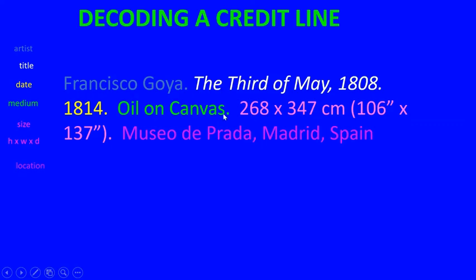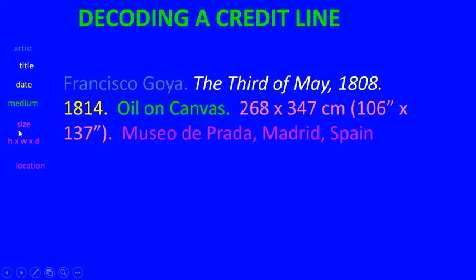And then it tells the size. And since we live here in America, we don't use the metric system like the rest of the world does. We use the imperial system. So it says 106 inches by 137 inches. And if you're aware of how big 106 inches is, I think with 137, we're talking about 10 feet. So it'd be 10 feet wide.